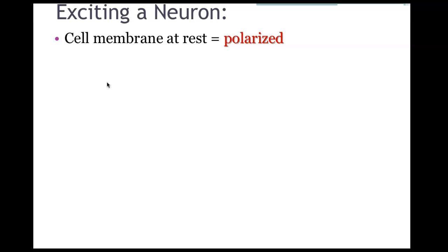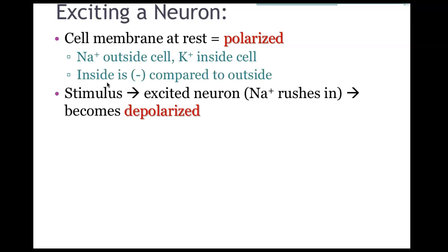So when a cell membrane is at rest, it's called polarized. And the reason why it's polarized is because of the sodium-potassium pump, like I talked about on day three. Remember, 3 sodiums out for every 2 potassiums in. So if most of your positives are on the outside and you have some negative chloride ions mixed in with potassium on the inside, you have what's called a resting potential, in that the outside of the cell is positively charged and the inside of the cell is negatively charged. This is called polarized. So the inside is negative compared to the outside.